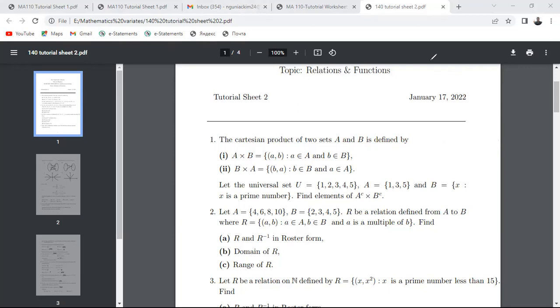Okay, so there are two definitions. For B cross A, it's B comma A. For A cross B, it's A comma B. So now the question is: let the universal set be 1, 2, 3, 4, 5, A be 1, 3, 5, and B be the prime numbers. So the first thing you need to do is list these two sets, A and B.